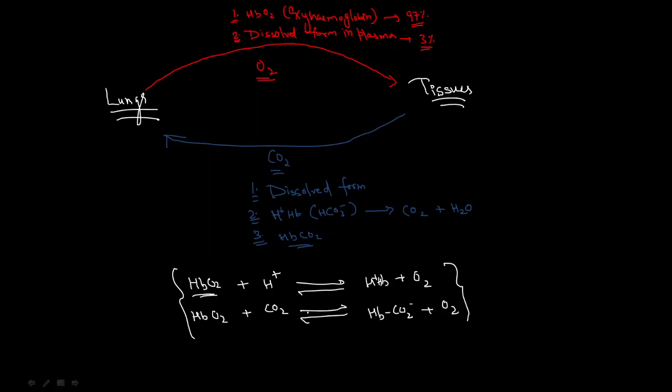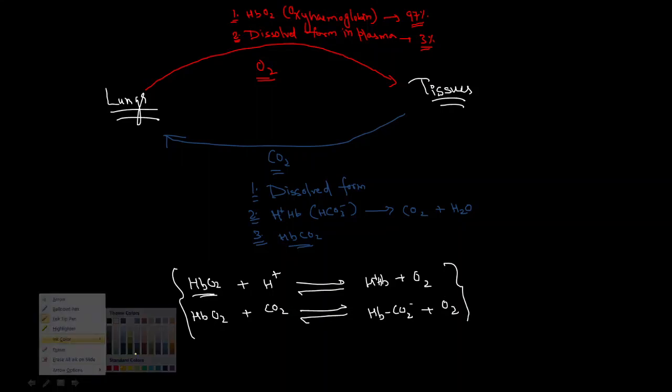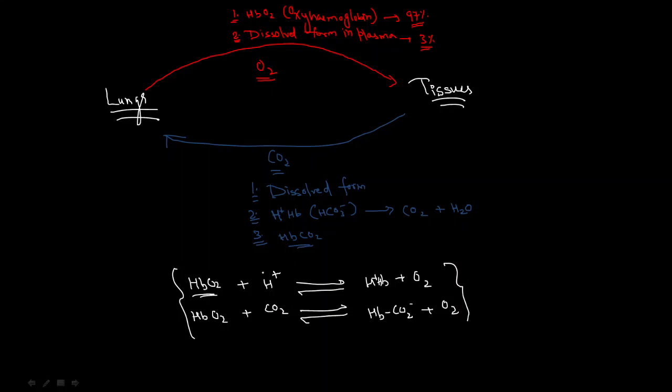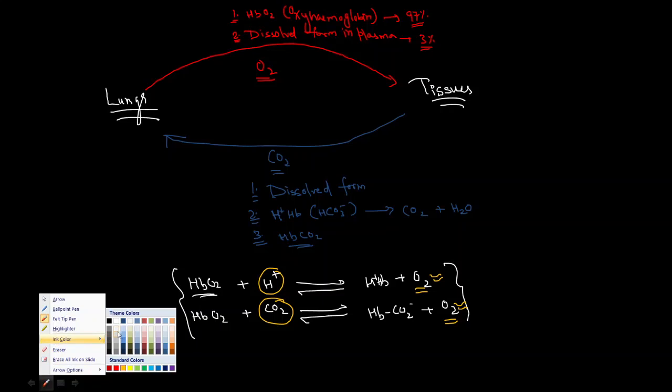Okay, so basically what we can note here is that in an area where protons and carbon dioxide are present in higher amounts, ultimately the oxygen will be released from the bound form of hemoglobin, right? This thing we need to remember in order to understand the further concept.